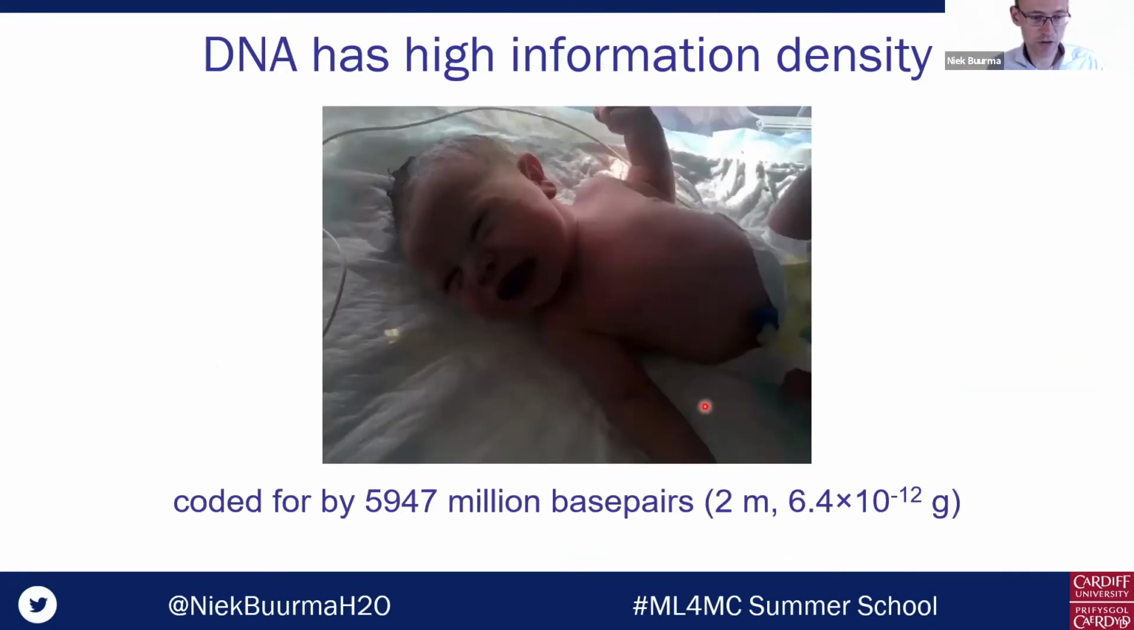Going back to my son Soren, he was coded by 5,000 or almost 6,000 million base pairs, which is a bit of DNA about 2 meters long. I don't say 2 meters long, but that doesn't make any sense because that would make my head 2 meters wide as well. And 10 to the power minus 12 grams. So a tiny bit of DNA, his first bit of double-stranded DNA was just 10 to the power minus 12 grams. And that coded for everything that he was when he was born.